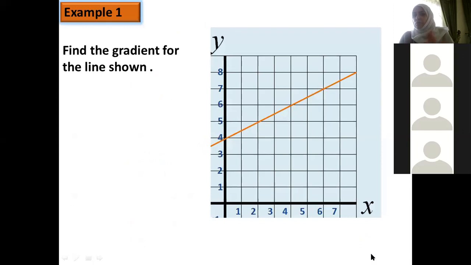Who wants to help? I will choose any 2 points, but you have to be careful when you are choosing the points. So choose 2 points with exact coordinates. I don't want to have decimals in my numbers. Let's see who wants to participate.